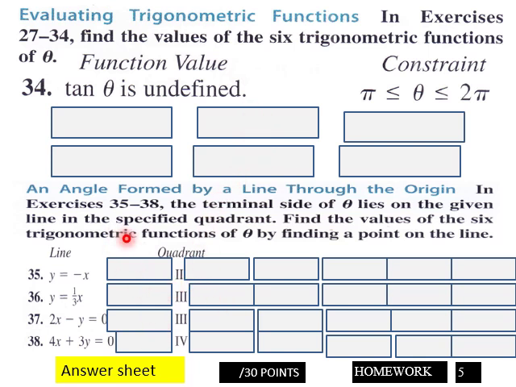Down here, the terminal side of theta lies on a given line. So you have lines now that determine the value of theta. Find the values of the 6 trig functions of theta by finding a point on the line. So finding points on these lines here, and then it gives you quadrants here, 2, 3, 3, and 4, to find your 6 trig functions. So that will be a limiting factor there.